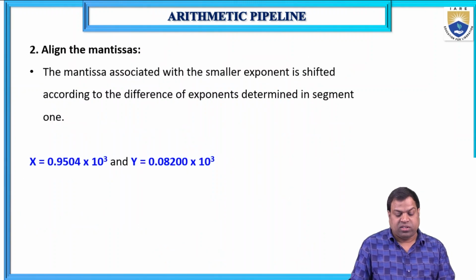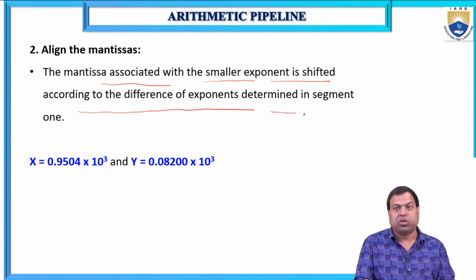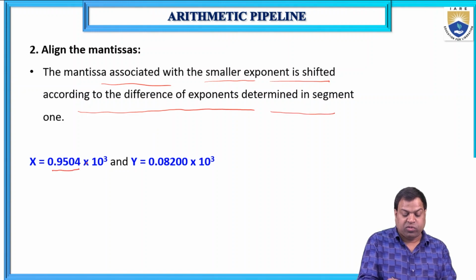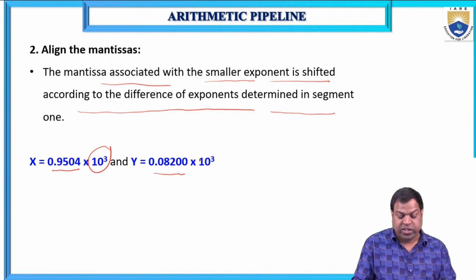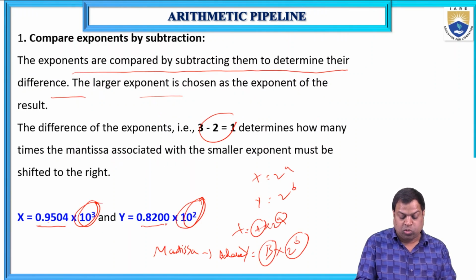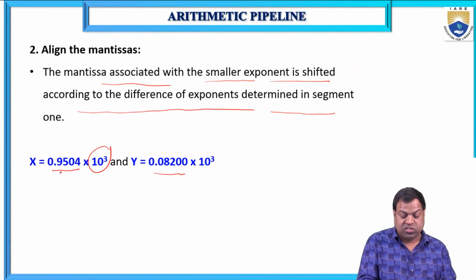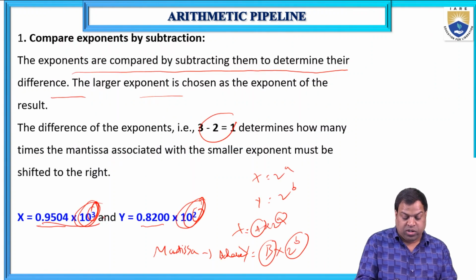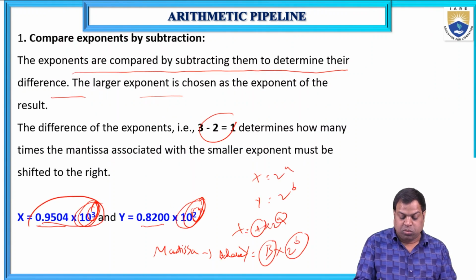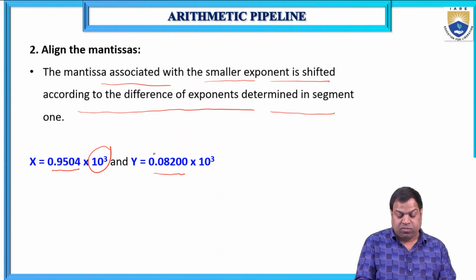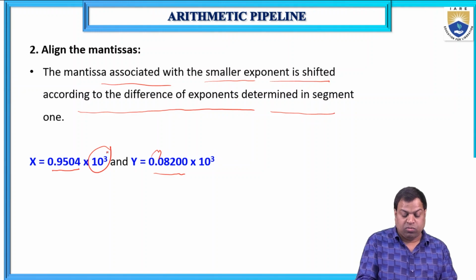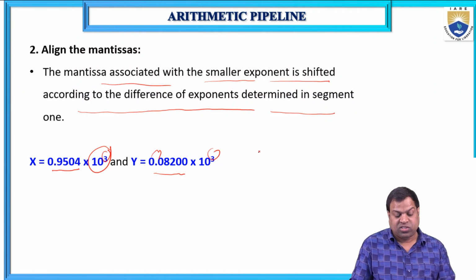Now align the mantissa. The mantissa associated with the smaller exponent is shifted according to the difference of exponents determined in the previous segment. Here I am taking x as 0.9504 into 10 cube, and y equal to 0.8200, but here 10 square. So I am keeping 0.9504 into 10 cube, but here 10 square is changed to 10 cube. If I change this to 10 cube, the mantissa is shifted, giving 0.08200 into 10 cube. Now these exponents are also balanced.